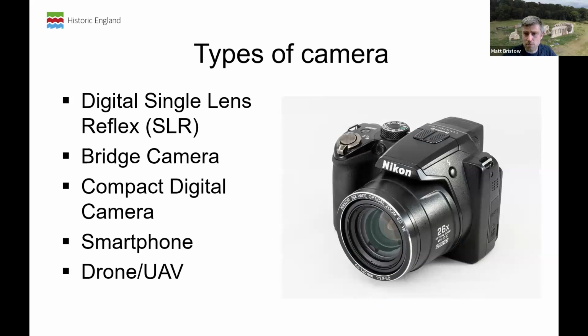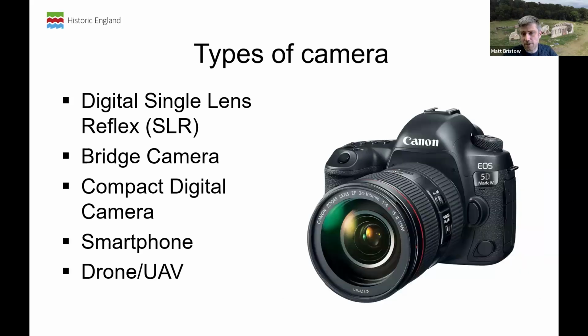The compromise position would be a bridge camera. So this is a digital camera, less expensive, often with a single integrated lens, although some of them do come with interchangeable lenses to give you different focal lengths and widths.